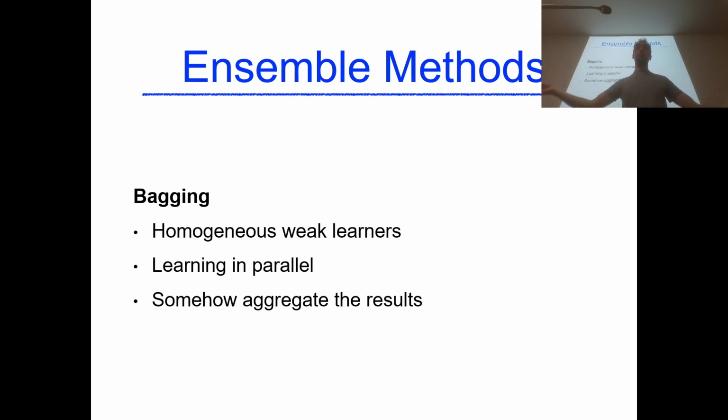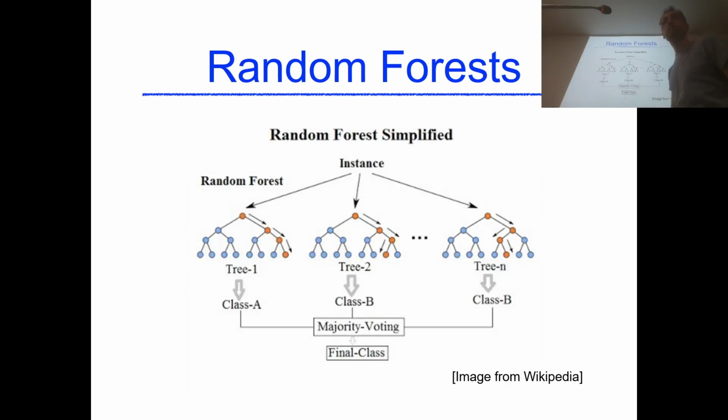You train a few classifiers. Obviously, they don't need to be weak, but usually you do this when your classifier is not really good. So you train a bunch of models, homogeneous in the sense that they are the same model. They are decision trees, they are support vector machines, whatever. You make them learn in parallel, so you don't need to wait for one model to learn, okay? You can train them in parallel on multiple CPUs, on multiple GPUs. We don't actually care about parallel or distributed learning because it is more or less a technicality. And somehow you aggregate the results, like we said, for instance, with majority voting.